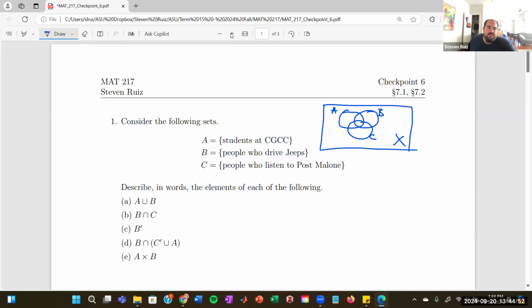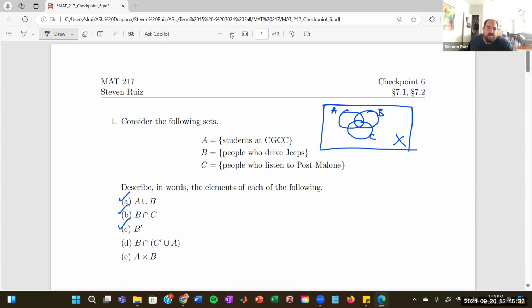What is B intersect C? So this weird overarch, sometimes you'll hear me call that the cap symbol. That stands for the intersection. So what is B intersect C? So those are the people who belong to set B and belong to set C. So those are the people who live in this shaded area. So they have to belong to both. So it's not just the people who drive Jeeps. It's not just the people who listen to Post Malone. Those are the people who listen to Post Malone and drive Jeeps. They have to do both to belong in that set there. So that's the first two.